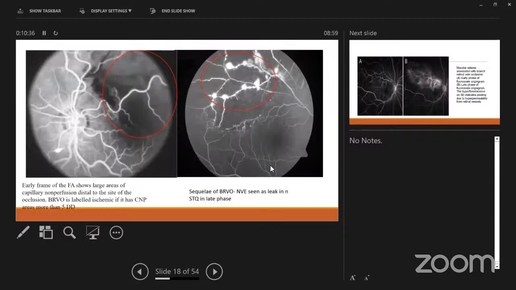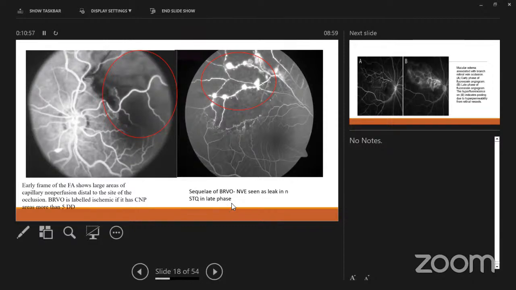In BRVO, in the early frames, we can see on FA a large area of capillary non-perfusion distal to the site of occlusion. So here there's a site of occlusion, and here there's a hypoperfused area. The dark area signifies the CNP areas. BRVO is labeled as ischemic if the CNP areas are more than 5 disc diameters, whereas in CRVO it is more than 10 disc diameters.